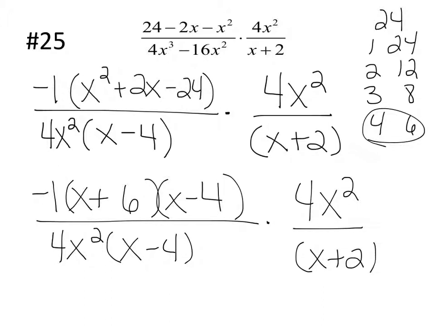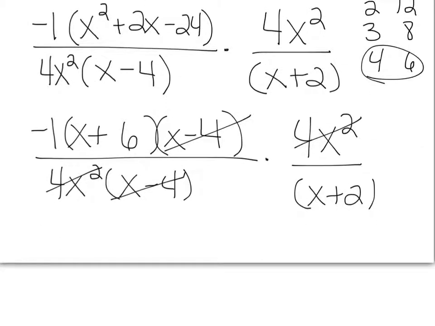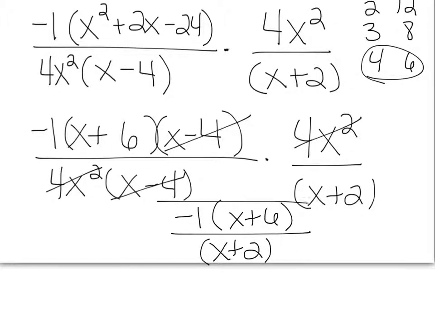Now we can start canceling. X minus 4's cancel. 4x squareds cancel. That looks like it. So your answer is negative 1 times x plus 6 over x plus 2. And again, they may have distributed the negative, but if they did, you guys can definitely handle that.